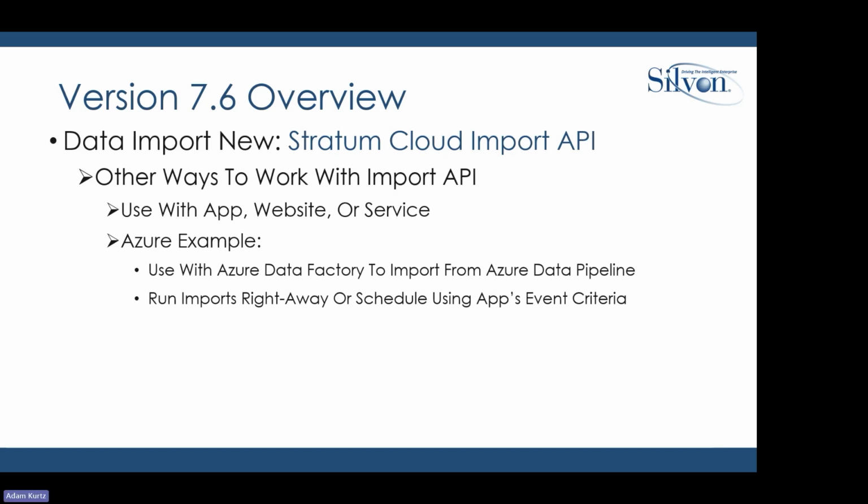Other ways to work with an import API is to use it with an app, a website, or a service. Here we can see an Azure example where we can use it with an Azure Data Factory to import from an Azure data pipeline. We can run imports right away or schedule it based on the app's event criteria. So whatever app you might be using, you could use the scheduler process within that particular app. So importing from an API is now doable using 7.6.